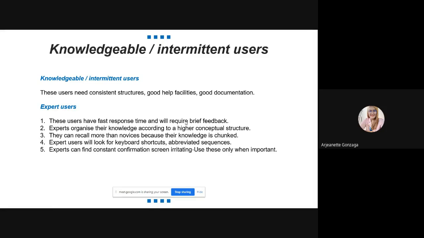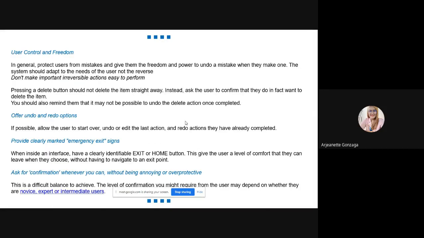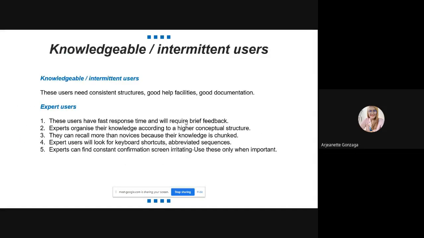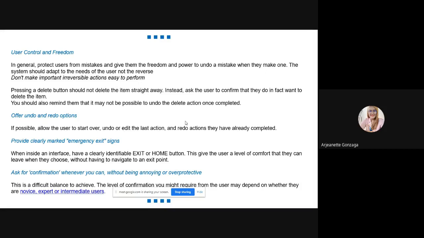So, experts can find constant confirmation screens irritating, so use these only when important. So, those are the types of users. Next, you have the user control and freedom.